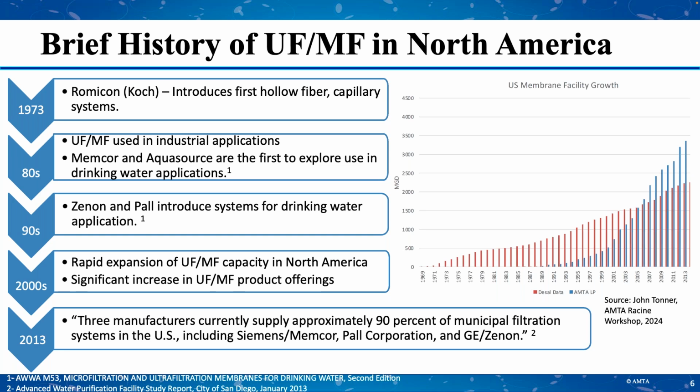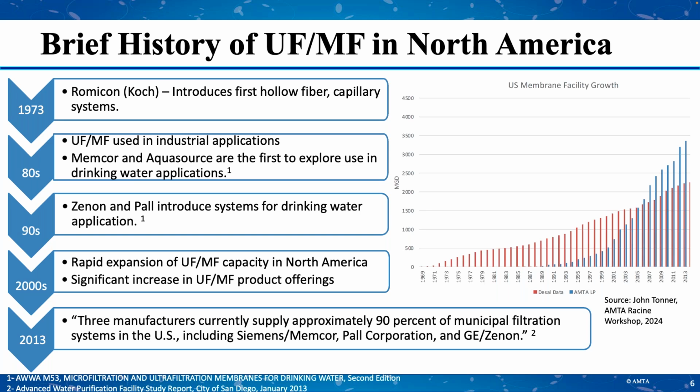So when we jump into the 2000s, you can see on the graph on the right, the blue bars represent the installed capacity of UF and MF in the US. You can see that in the 2000s, it really starts taking off. The growth rate was pretty impressive. And at the same time, we also had a large number of UF and MF product offerings introduced.